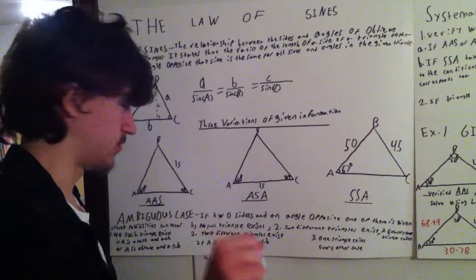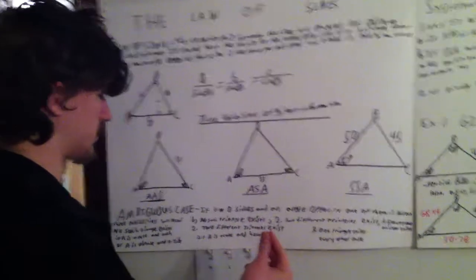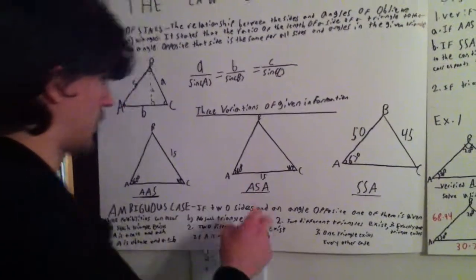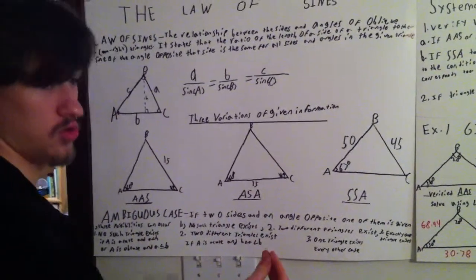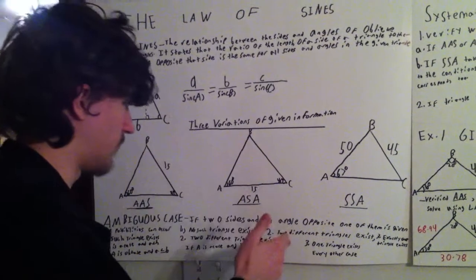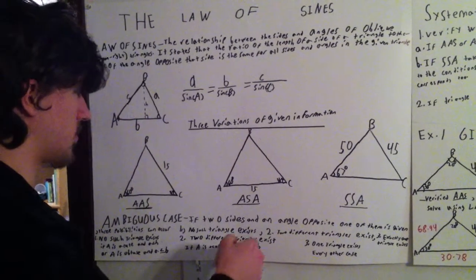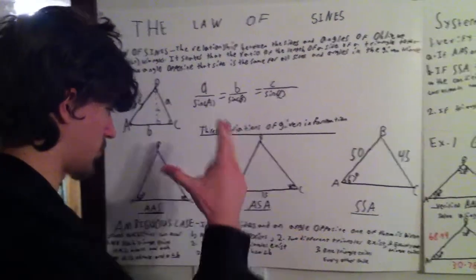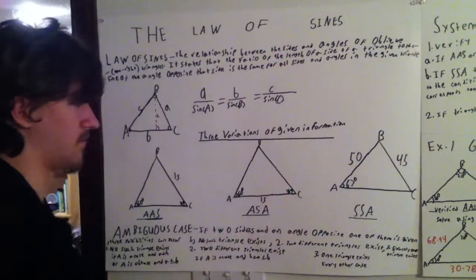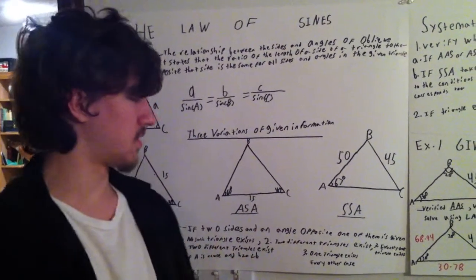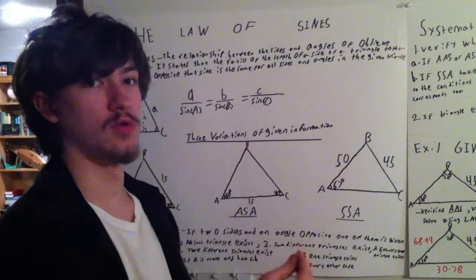The second possibility is that two different triangles exist, and the conditions for that are that A is acute and side b is greater than side a, which is greater than the height of the figure. In every other case only one triangle will exist.